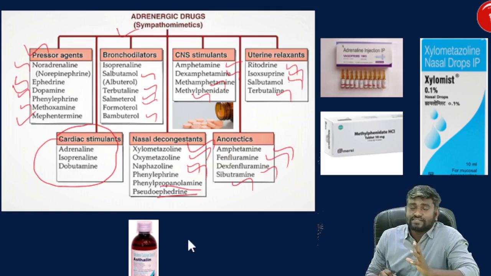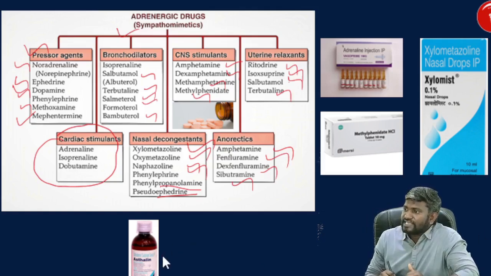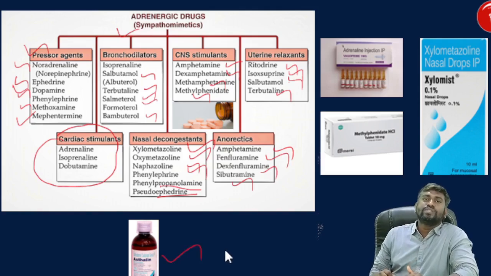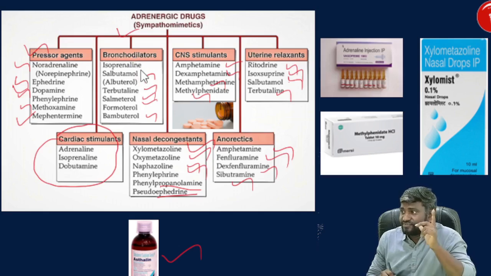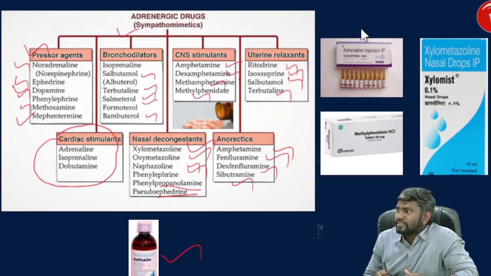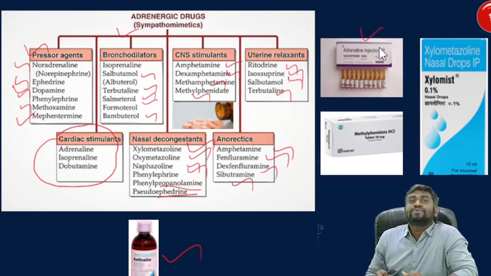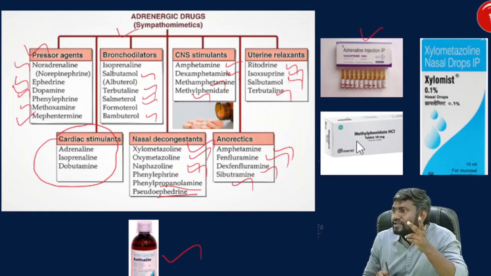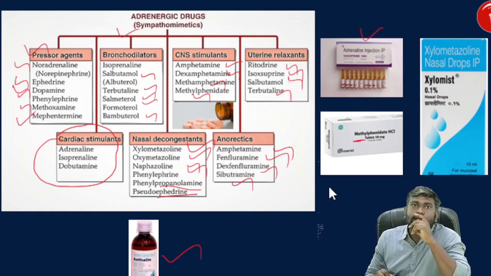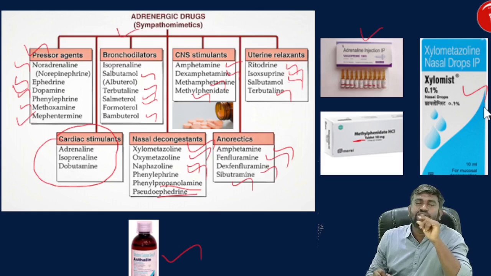Now let's quickly revise the drugs. What is this? This is going to be salbutamol. In which group do they come? They are going to be coming under bronchodilators. Very good. I hope this can be seen. This is going to be adrenaline. In which group do they belong? They belong to the cardiac stimulants. Very good. And here this is going to be methamphetamine. What is this? This is going to be a CNS stimulant. And what is this? Xylometazoline. Quick. This is going to be a nasal decongestant.